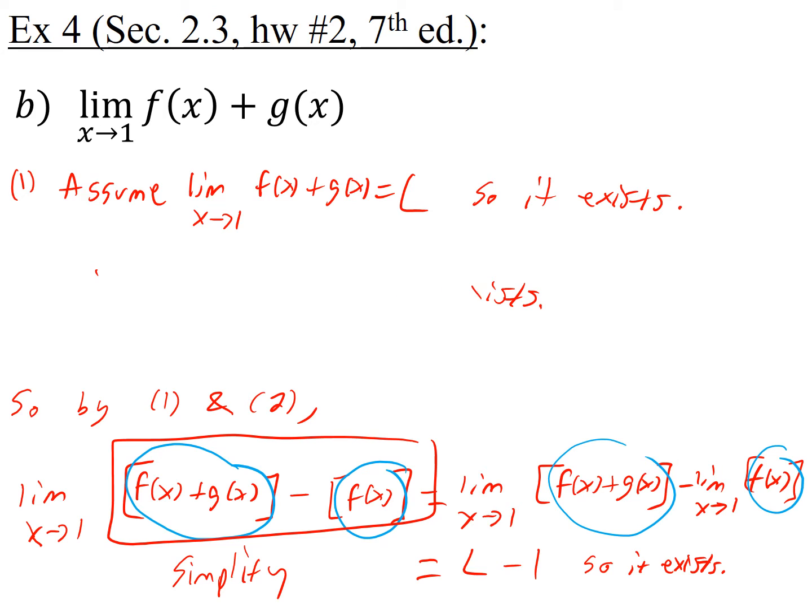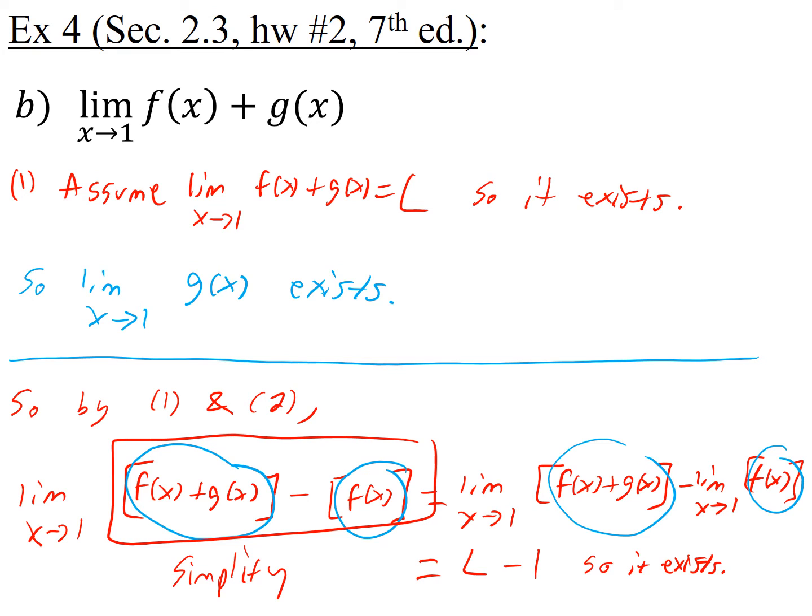So anyway, simplify f of x plus g of x minus f of x, and you get, so the limit as x goes to 1 of g of x exists. So that's what we end up with. And this is a contradiction because we know it doesn't exist. Contradiction because limit as x goes to 1 of g of x does not exist from the graph.